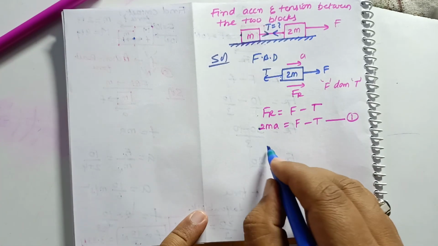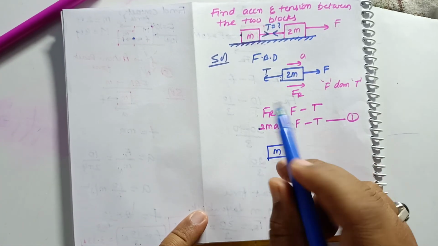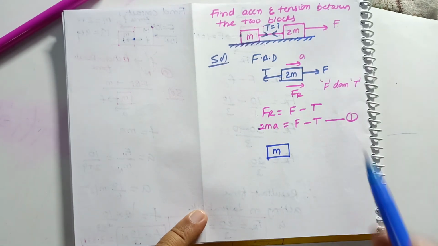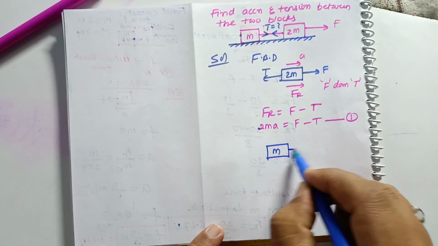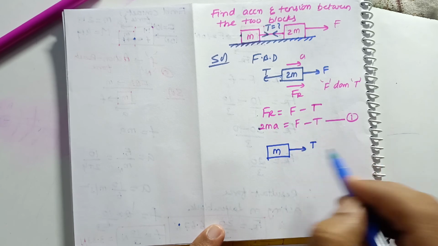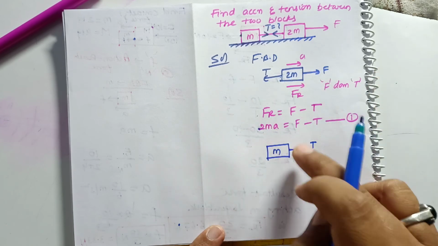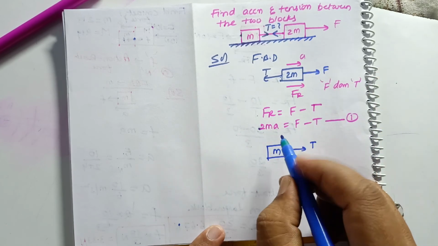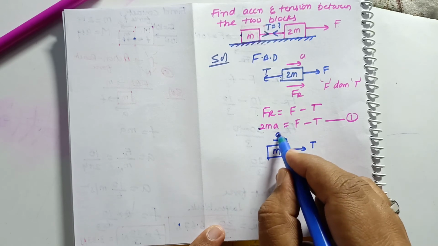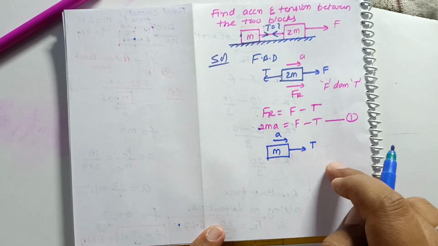We can take a free body diagram for mass small m also. If you observe mass small m, how many forces are acting on that? That is small tension acting on the right side. Nothing else is acting now. On this block, tension is acting on the right side, so this is going to be the acceleration acting on this block on the right side.